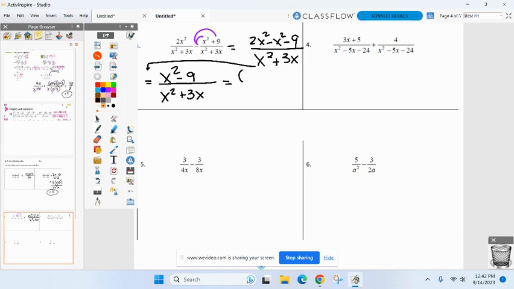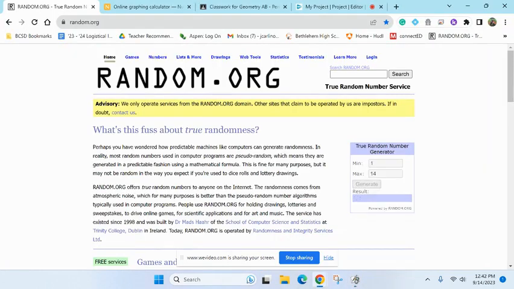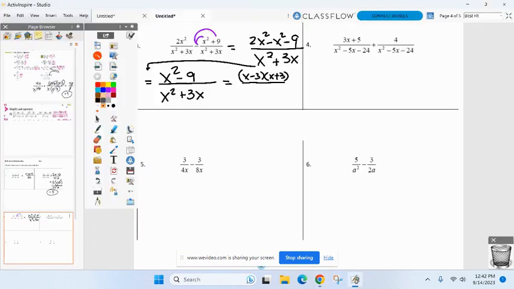What's that? X minus 3. Yep, good. X minus 3, x plus 3. Perfect. And somebody do something on the bottom there for me. Richie? GCF. Yep, go ahead. X, and then X plus 3.